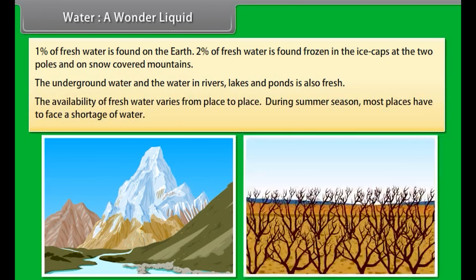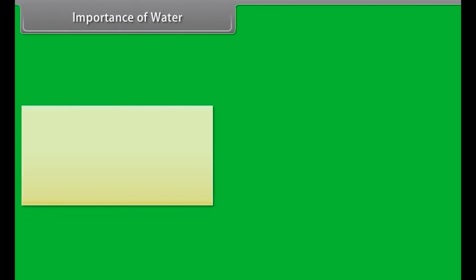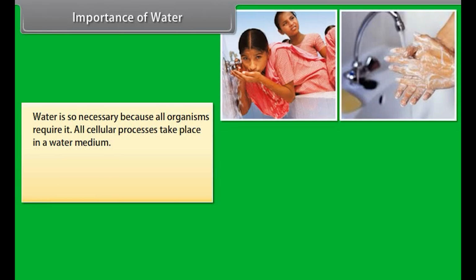The availability of fresh water varies from place to place. During summer season, most places have to face a shortage of water. Importance of water. Water is so necessary because all organisms require it. All cellular processes take place in a water medium.